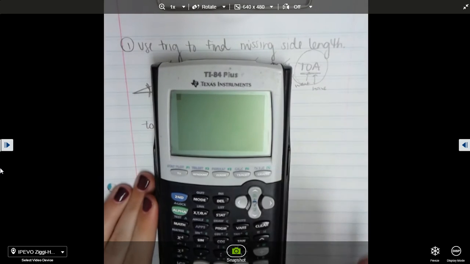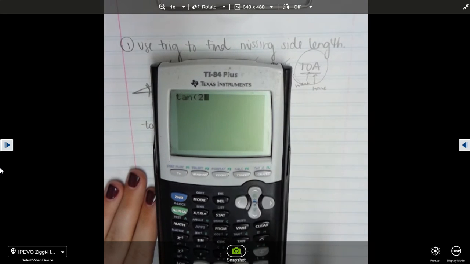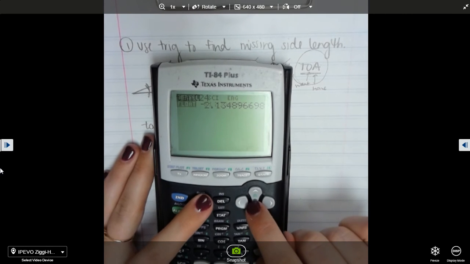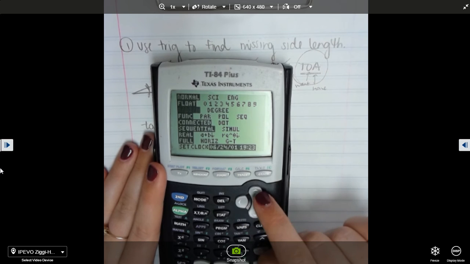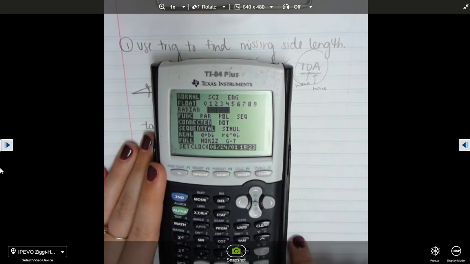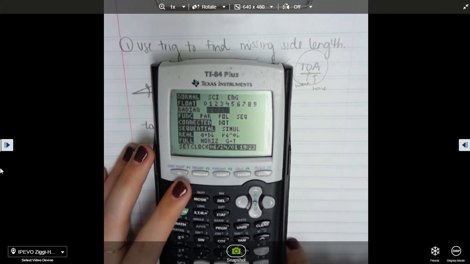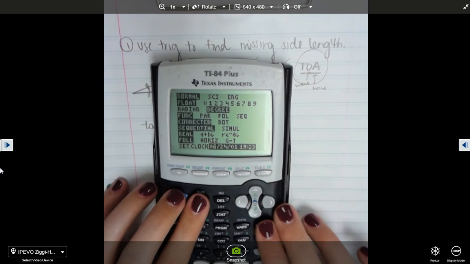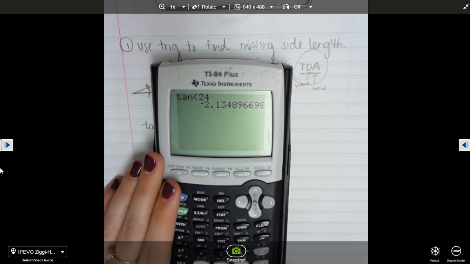And we type in our calculator tangent of 24. We get a negative number, and that is because we're not in the right mode. You always have to check your mode. Here, the calculator is in radians. We want to always make sure we're in degrees. So go ahead and change your menu so that you're in degrees, and when you reset your calculator each time, you're going to have to check to make sure you put it back to degrees.